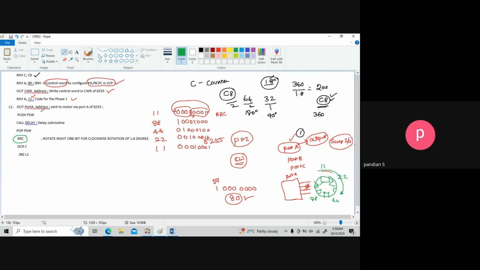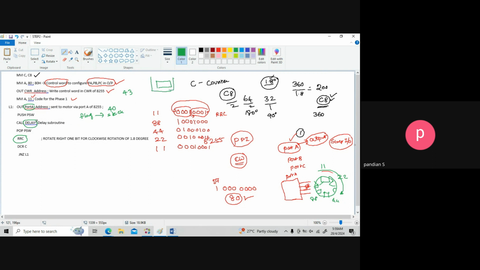Now, in between, you have to give the delay, right? So we are sending to output port A. Here the control address is 43, and the port A address is 40. You have to save the flag register content before calling the delay, because the delay is going to use the flag register. Then we have to preserve the flag register content, so we save it into the stack. PSW is the flag register, and its content is pushed into the stack.